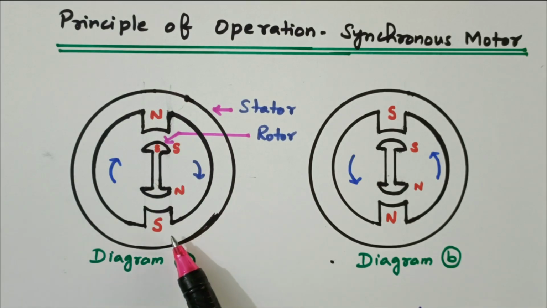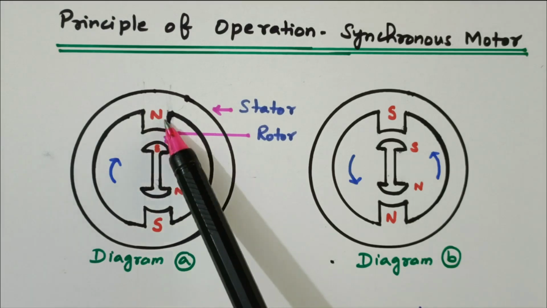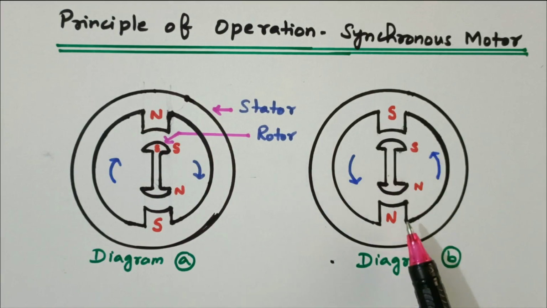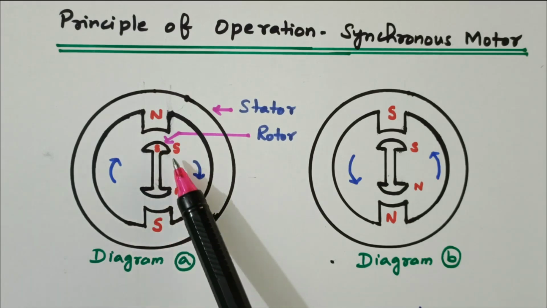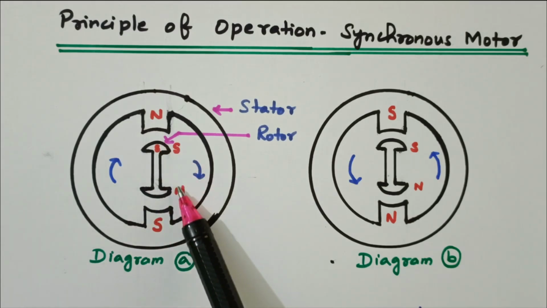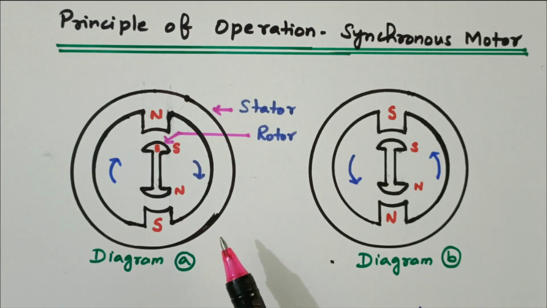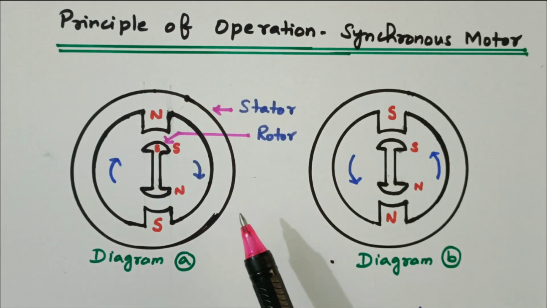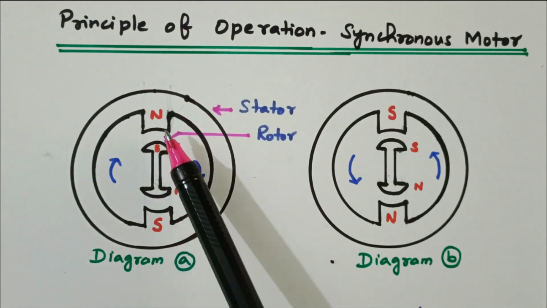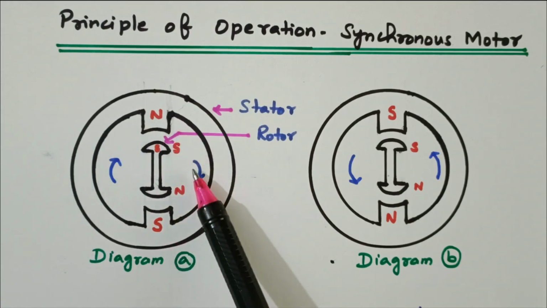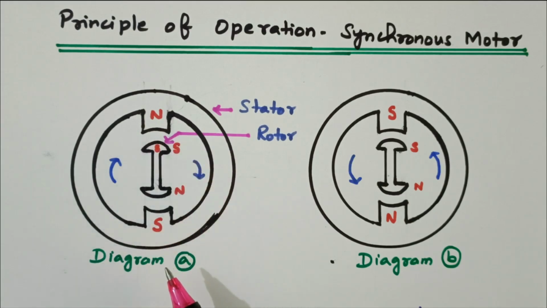Because of the 3-phase supply, these poles change continuously. After some time, at the top an S pole will be created, at the bottom an N pole will be created. But in the rotor the magnetic poles stay the same, while in the stator they keep on changing because of the 3-phase supply. So every half cycle, every cycle, it changes. At this position, this N and S get attracted, so it will start rotating in the clockwise direction.